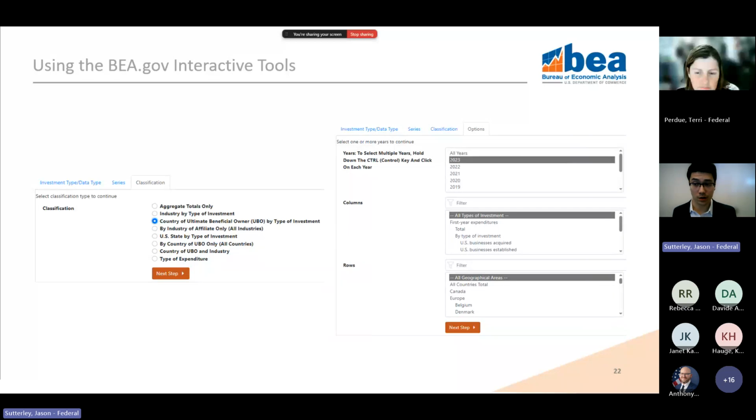After choosing our classification, we can make our final selections on the option screen, which has multi-selection capability. This allows us to customize the data table to fit our needs, choosing specific years, investment category columns, and countries or regions to create a custom data table. These custom data tables can be very useful when trying to highlight specific data points, such as those UBOs which had the highest first-year expenditures in 2023.